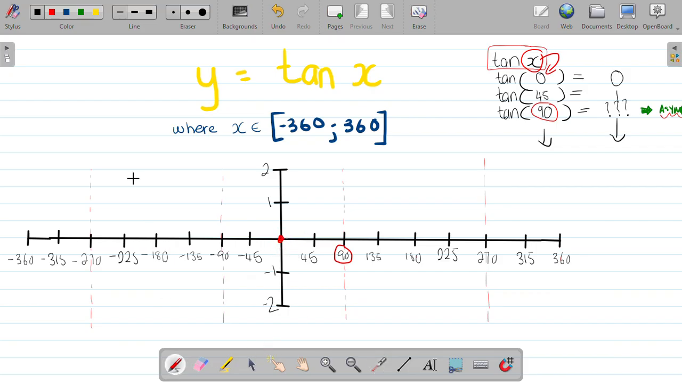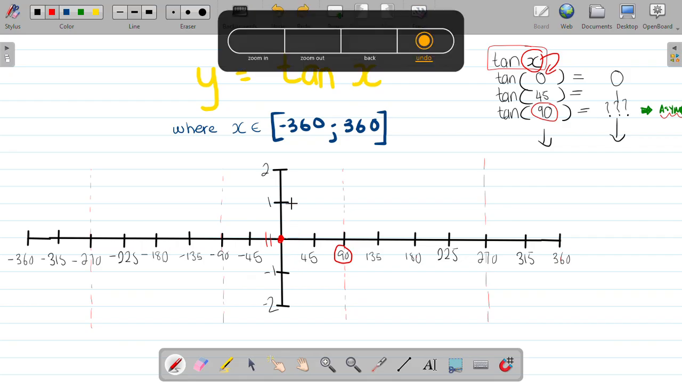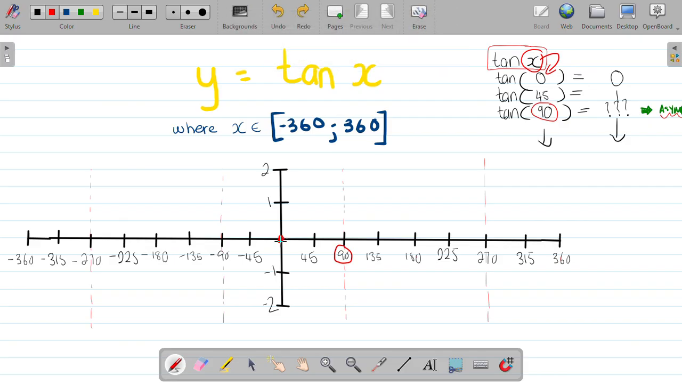So we literally put a point there, because remember, this is negative, this is positive, and 0 is right over here. When our x value is 0, our y value is also 0. So we must put a point over there. This is our first point. Right, good. Let's go to our tan 45.